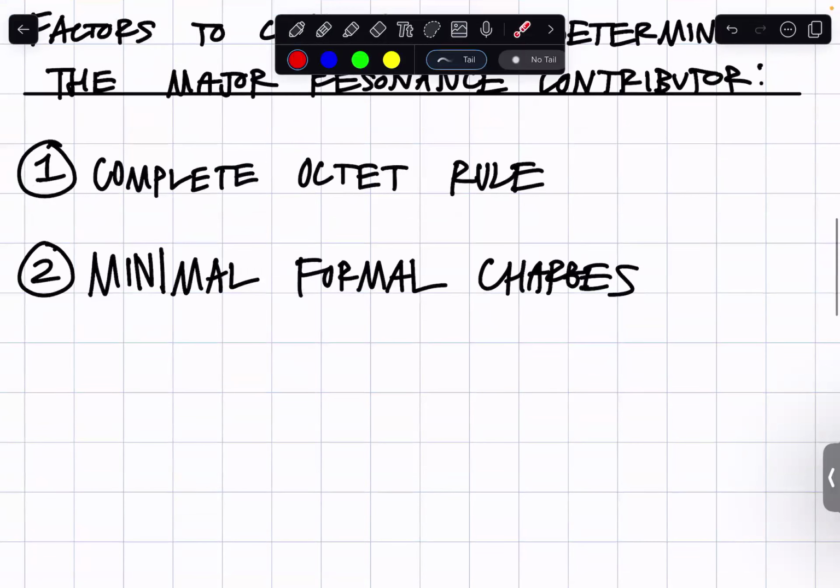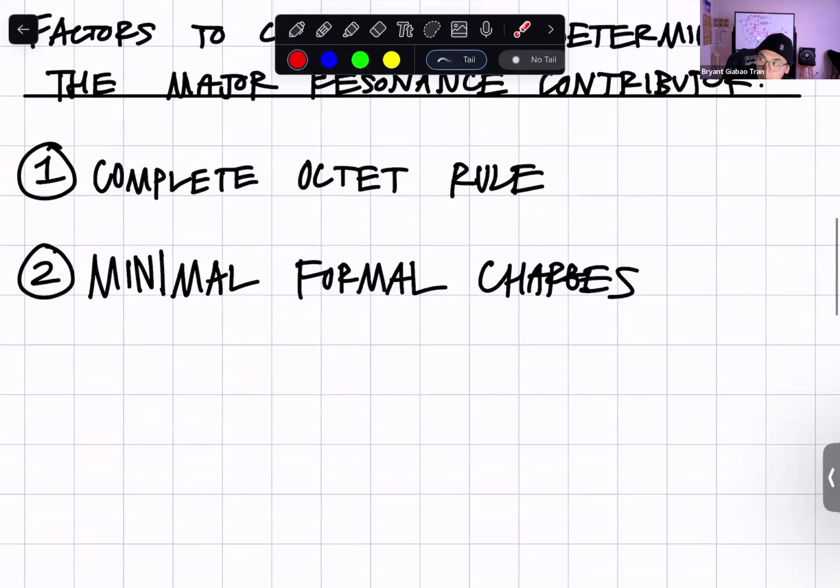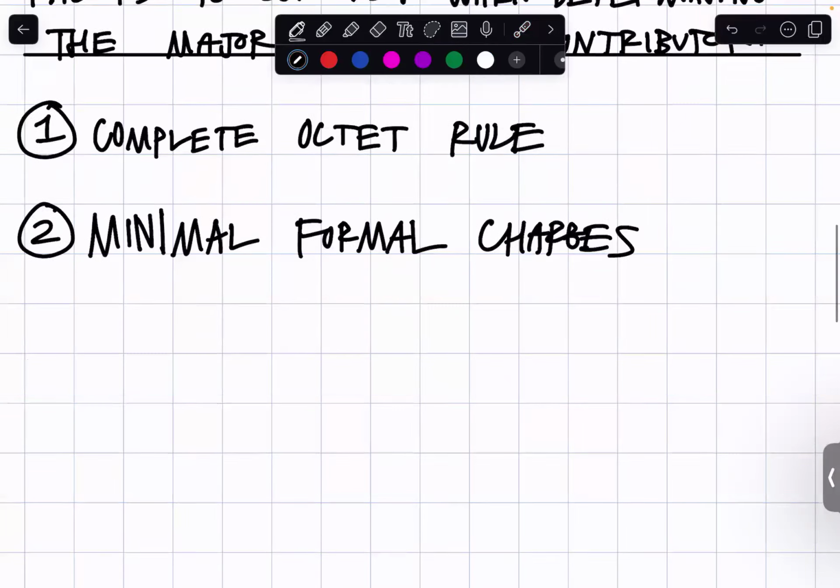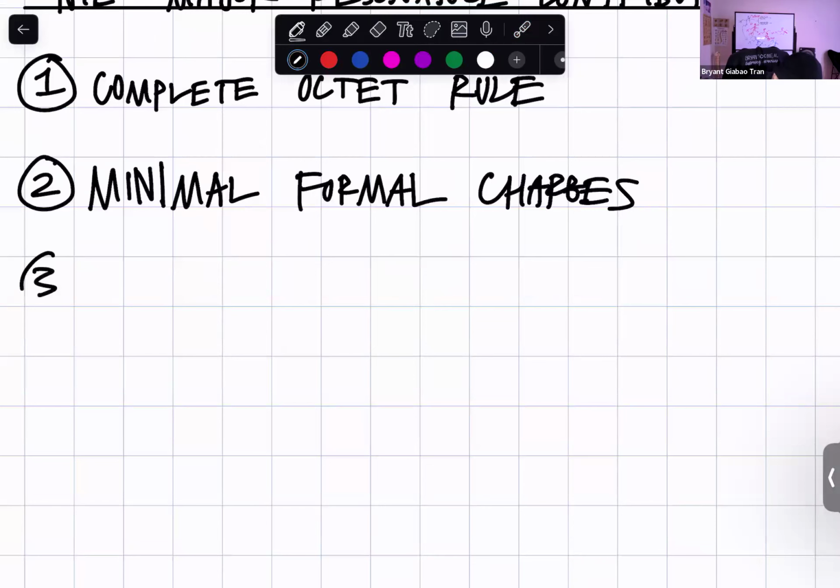Because if you have charges in the structure, that makes the structure less stable. You want everything to be neutral. So whichever is closest to 0? Yeah, whichever is closest to 0 will be the most stable, and exactly 0 is the most stable. The other factor is charge placement, which is the example we just did.